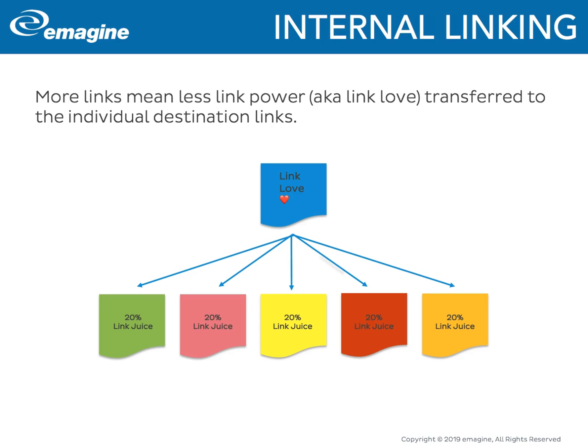Now let's assume that my homepage, instead of having 2 links, has 5 links, and they're going to 5 different destinations. So instead of that link having the power of 50%, it now has been diluted down to 20%. Each link is only getting 20% of that link love because there's now 5 links.